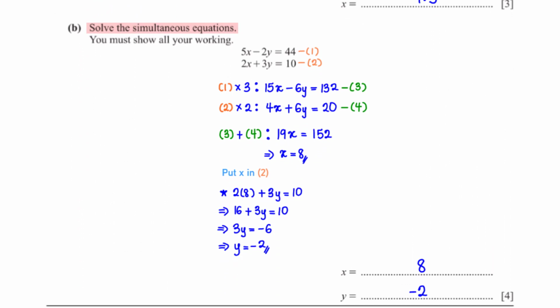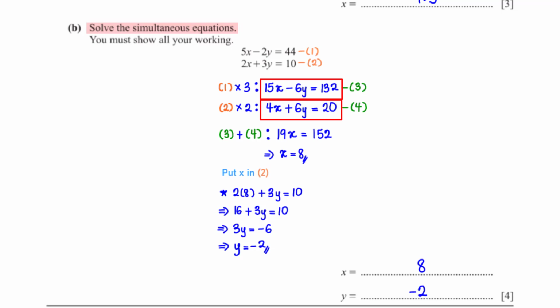Solve the simultaneous equations. You must show all your working. First, let's label the given equations. We'll be using the elimination method. We want to eliminate y, so we multiply equation 1 by 3. This gives us 15x - 6y = 132, which we've labeled equation 3. Then we multiply equation 2 by 2. This gives us 4x + 6y = 20, which we've labeled equation 4.